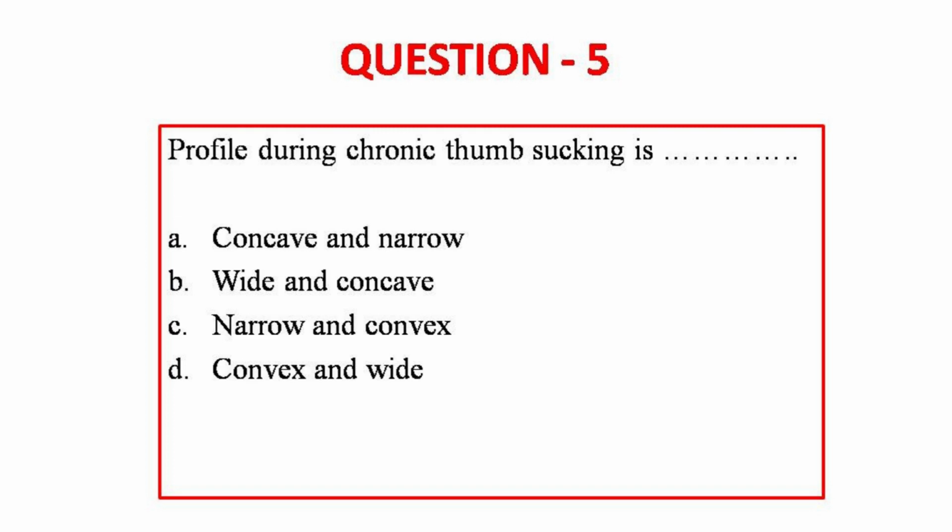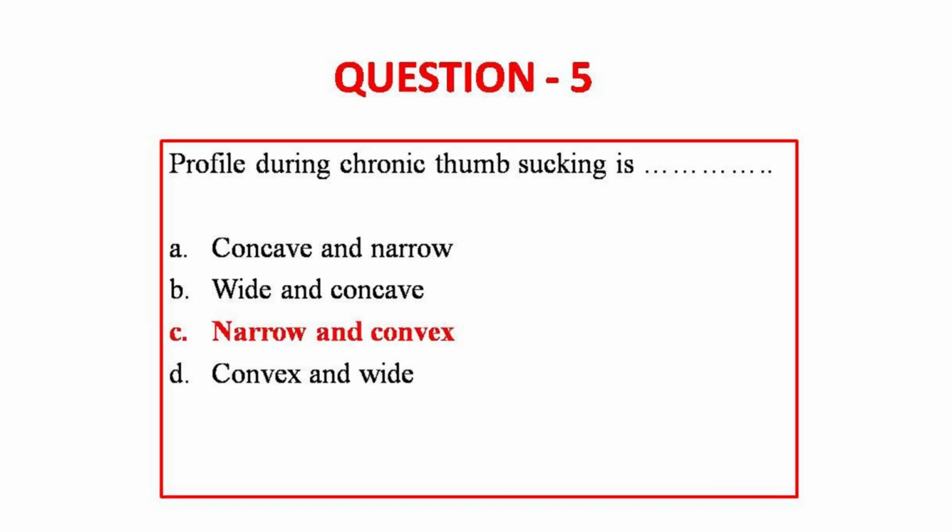Profile during chronic thumb sucking is concave and narrow, wide and concave, narrow and convex, convex and wide. The answer is C, narrow and convex. So the convex profile is seen in class 2 division 1 and in thumb sucking patients. So you can have this also in mind.